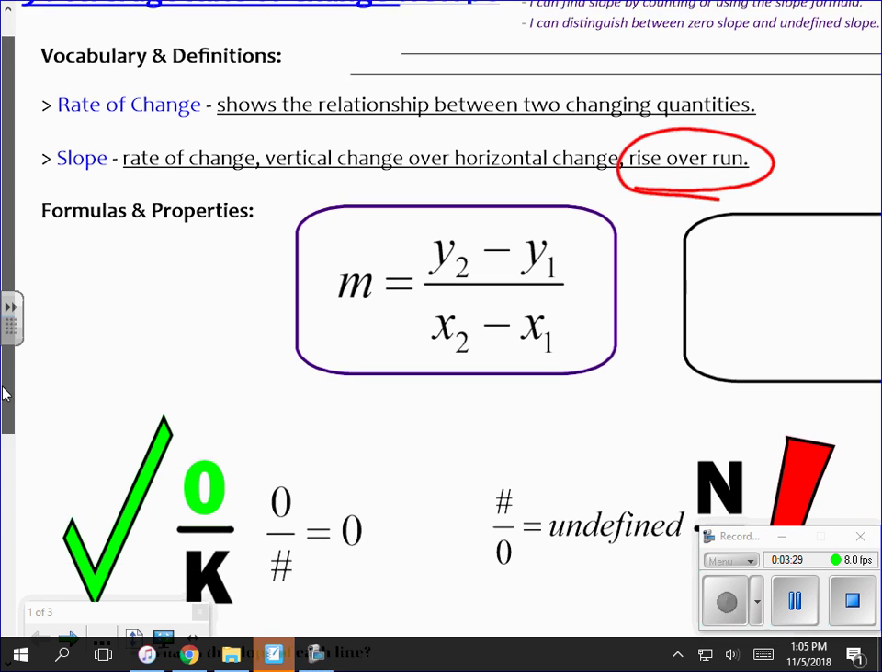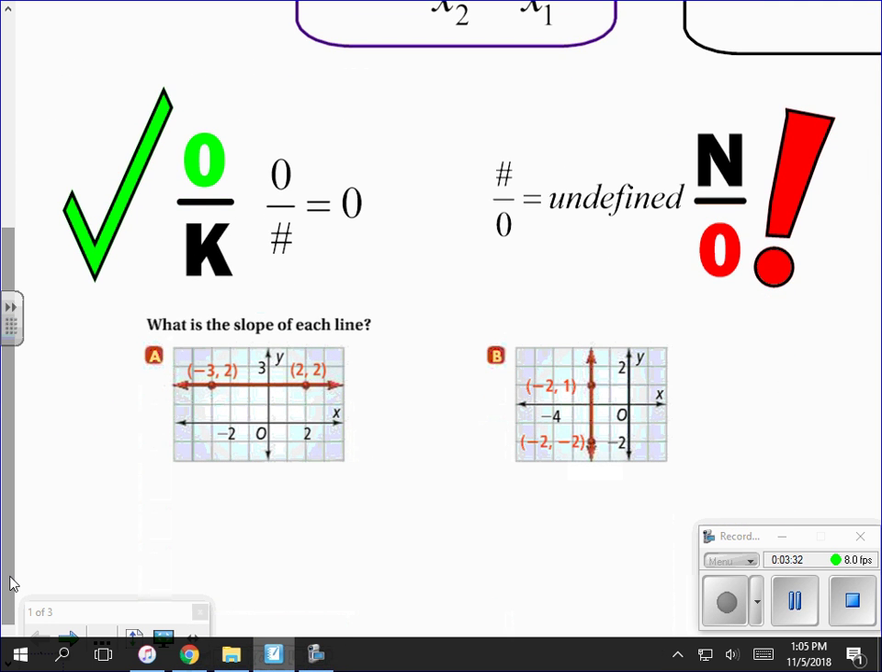Now, there are 2 special lines. First one, we have no rise. It doesn't go up or down, it just goes flat. So if our rise is nothing, 0 over number, that's okay. 0 can be in our numerator. That's a slope of 0. There's no change in the rise. It has a slope of 0. So in this example, our slope is 0. Horizontal lines have a 0 slope.